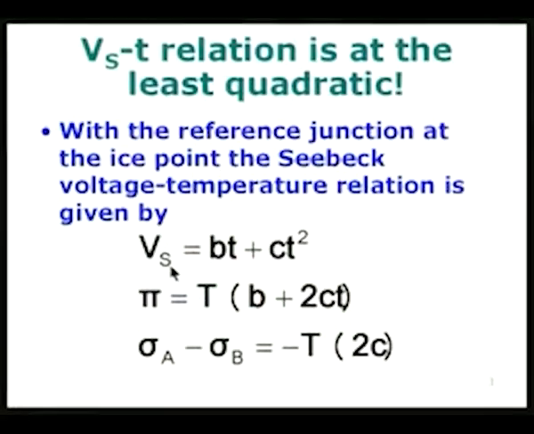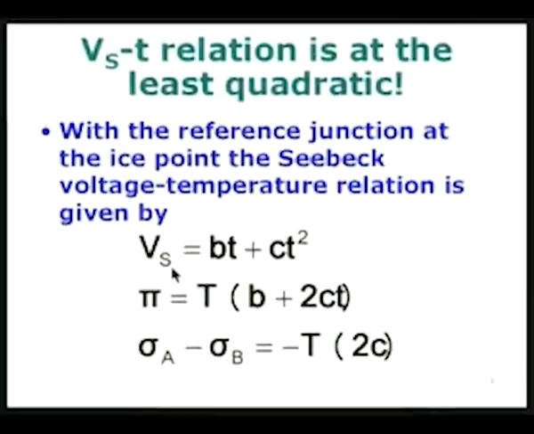Of course, the first term, which corresponds to a constant, will be 0, because I am taking the reference temperature as 0. That means if I put T equal to 0, Vs should be 0. So, I am requiring that if the measuring junction is at the ice point, there should be no output, and therefore I am going to take it as Bt plus Ct squared. This is the minimum we should have.